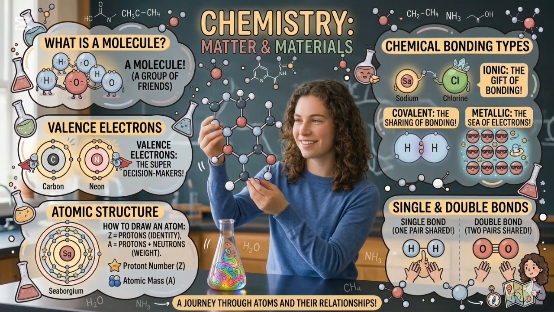So in this video, we'll be discussing what is actually a molecule, and what valence electrons are. We'll be drawing atomic structures, and then we'll be discussing different types of chemical bondings, such as covalent bondings, ionic bondings, and metallic bondings, and then we'll also be distinguishing the difference between single bonds and double bonds. So you have to know what is a double bond, what is a single bond, and we're also going to go further to triple bonds.